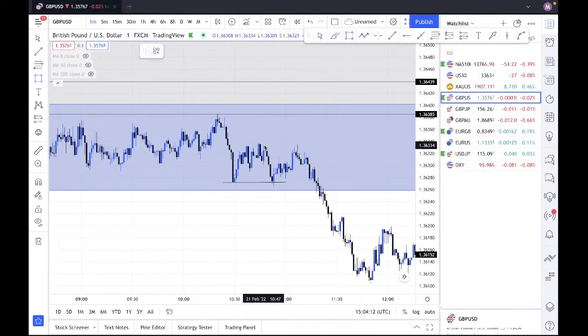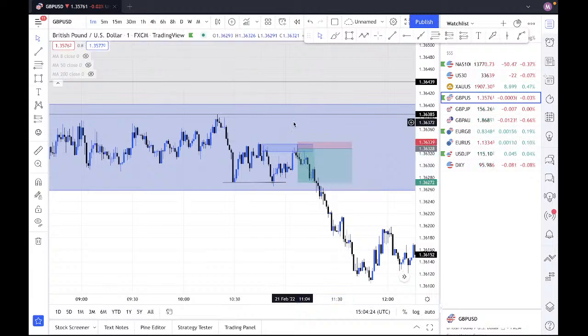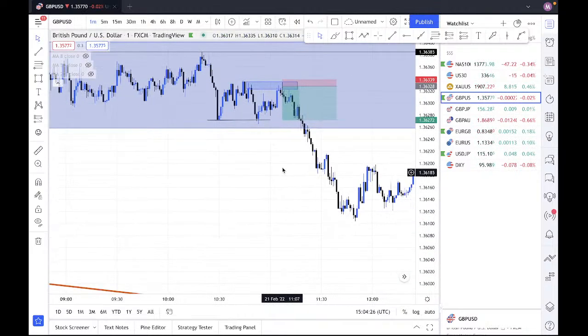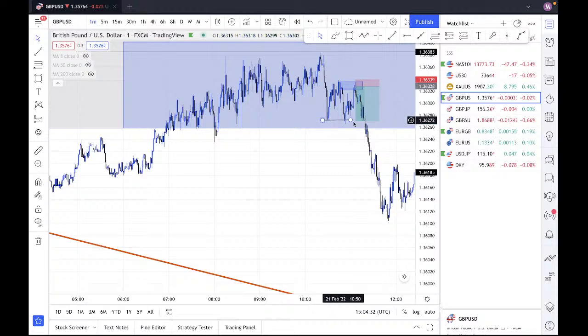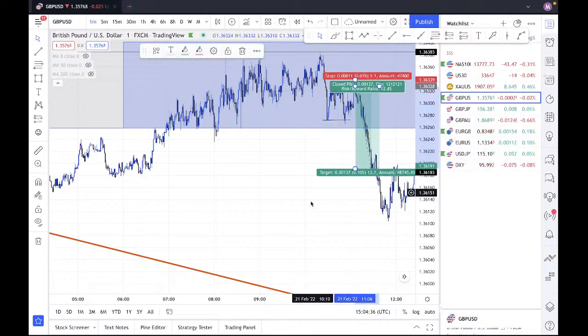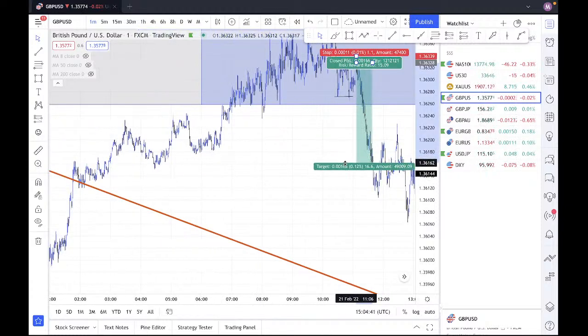What happens now? It comes into your last push up. Boom. Take your sell. Sells in here. Stops are just above. Where's your first target? Here, back down to these lows. Where's your second target? Down to these lows possibly, down to here. Where's your third target? Down to here. And you let the rest run.